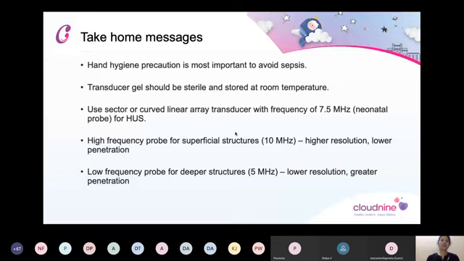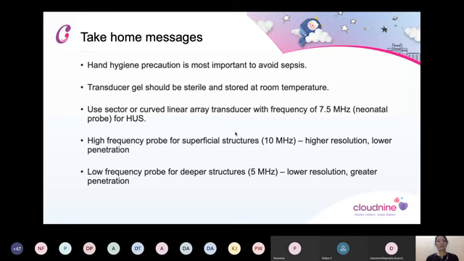The most important precaution that we need to take is regarding hand hygiene, more so in the current scenario. We have to make sure that we do not cause any problems to the baby. It's most important to avoid sepsis. Transducer gel also should be sterile and stored at room temperature, but preferably warmed before doing the ultrasound.